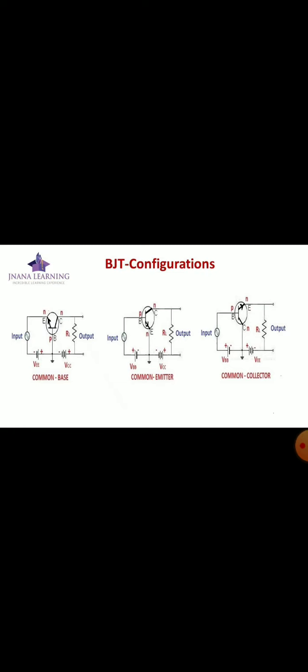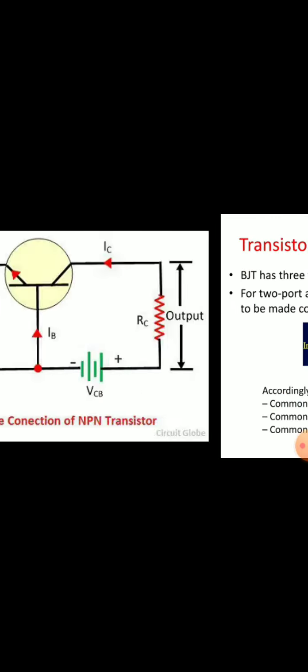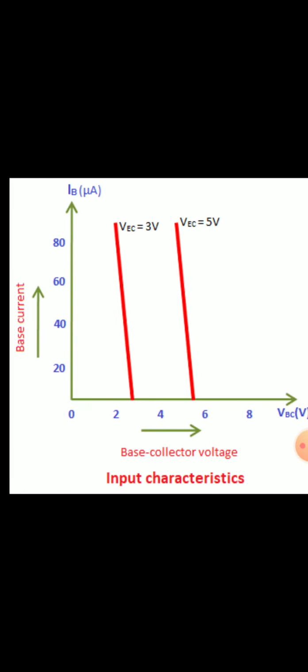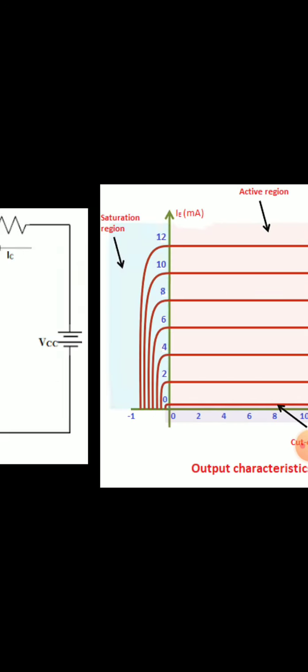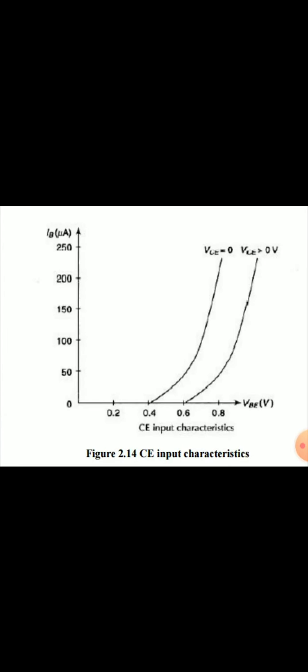So here we have open emitter, open base and open collector. Here also we have two characteristics, input characteristics and output characteristics. This is the input characteristics. It's a forward bias curve.